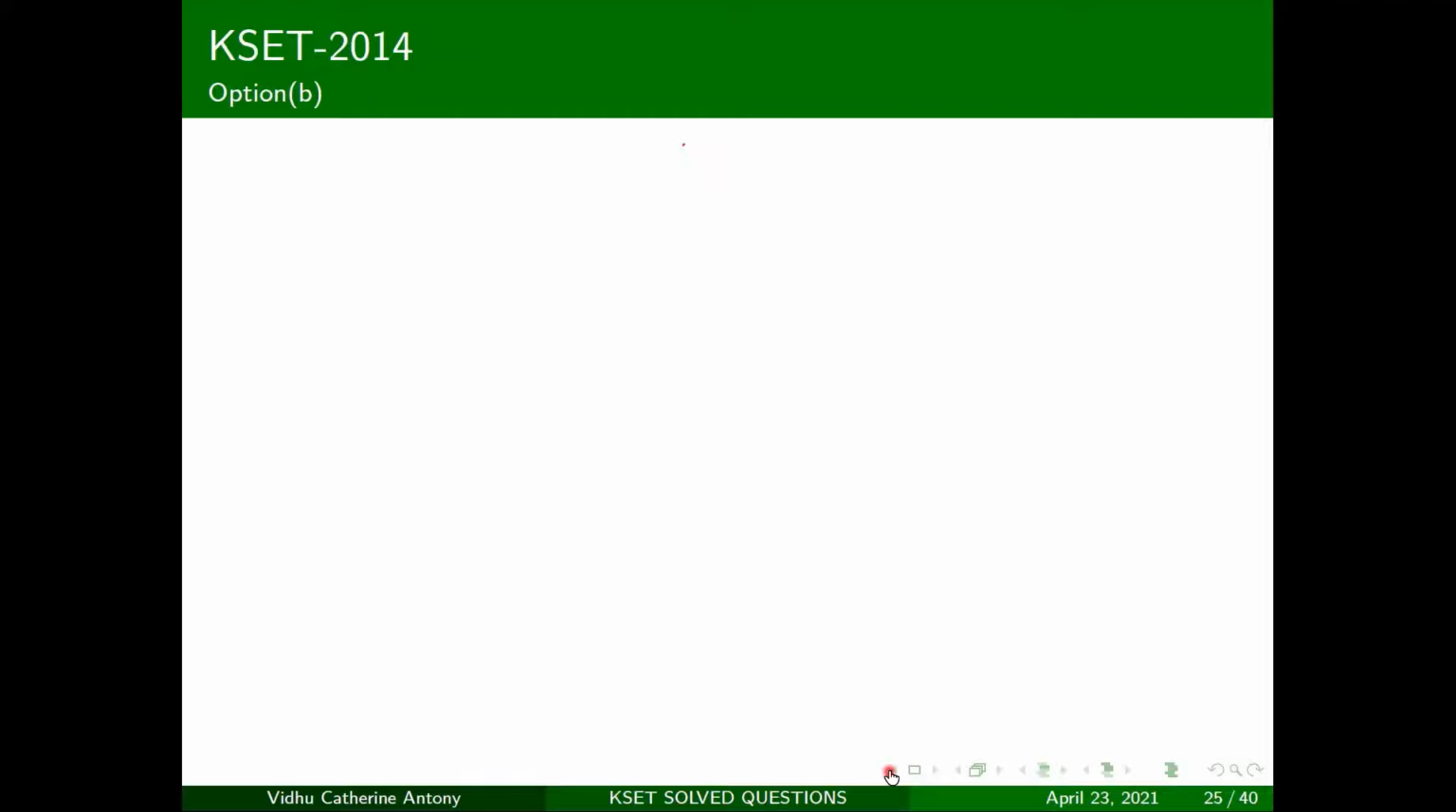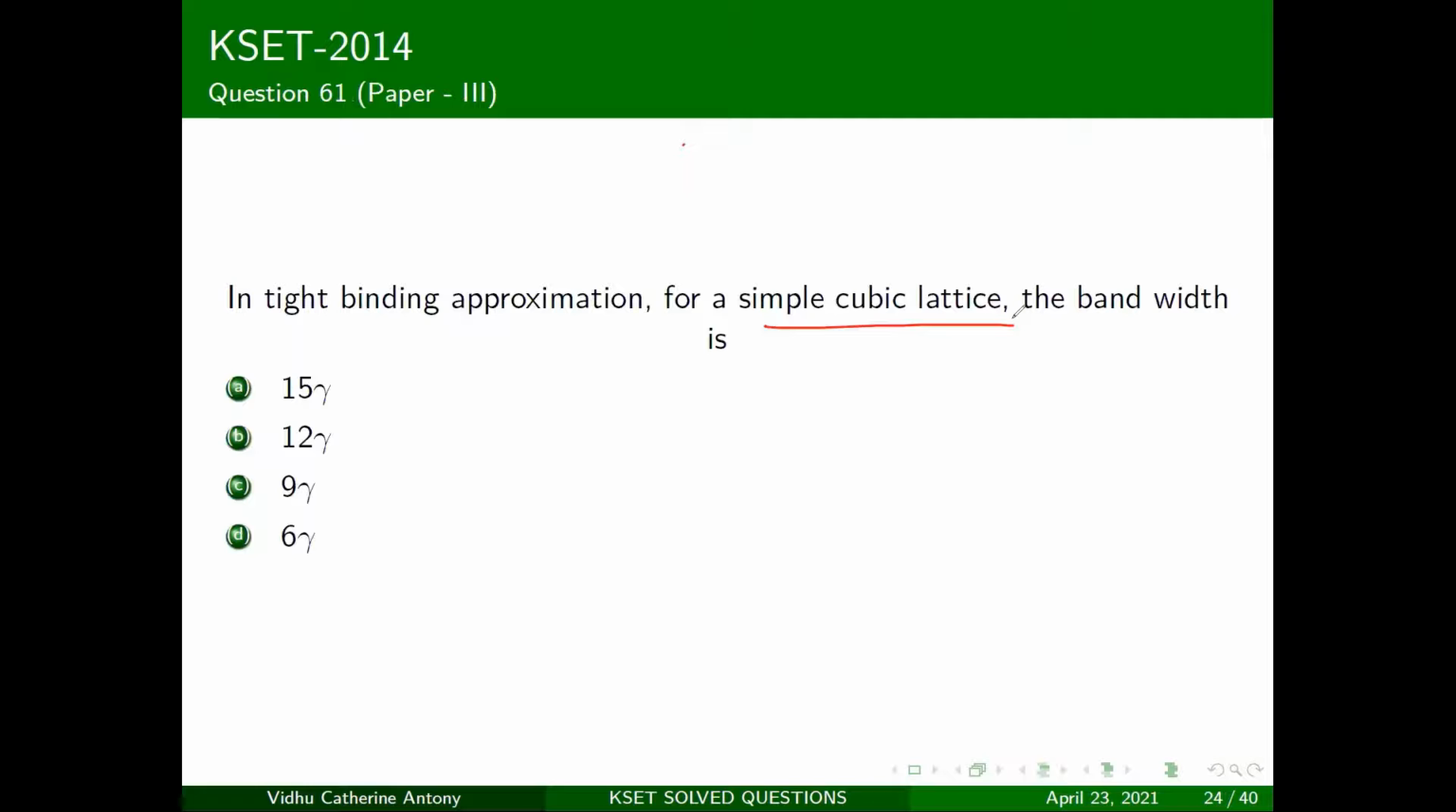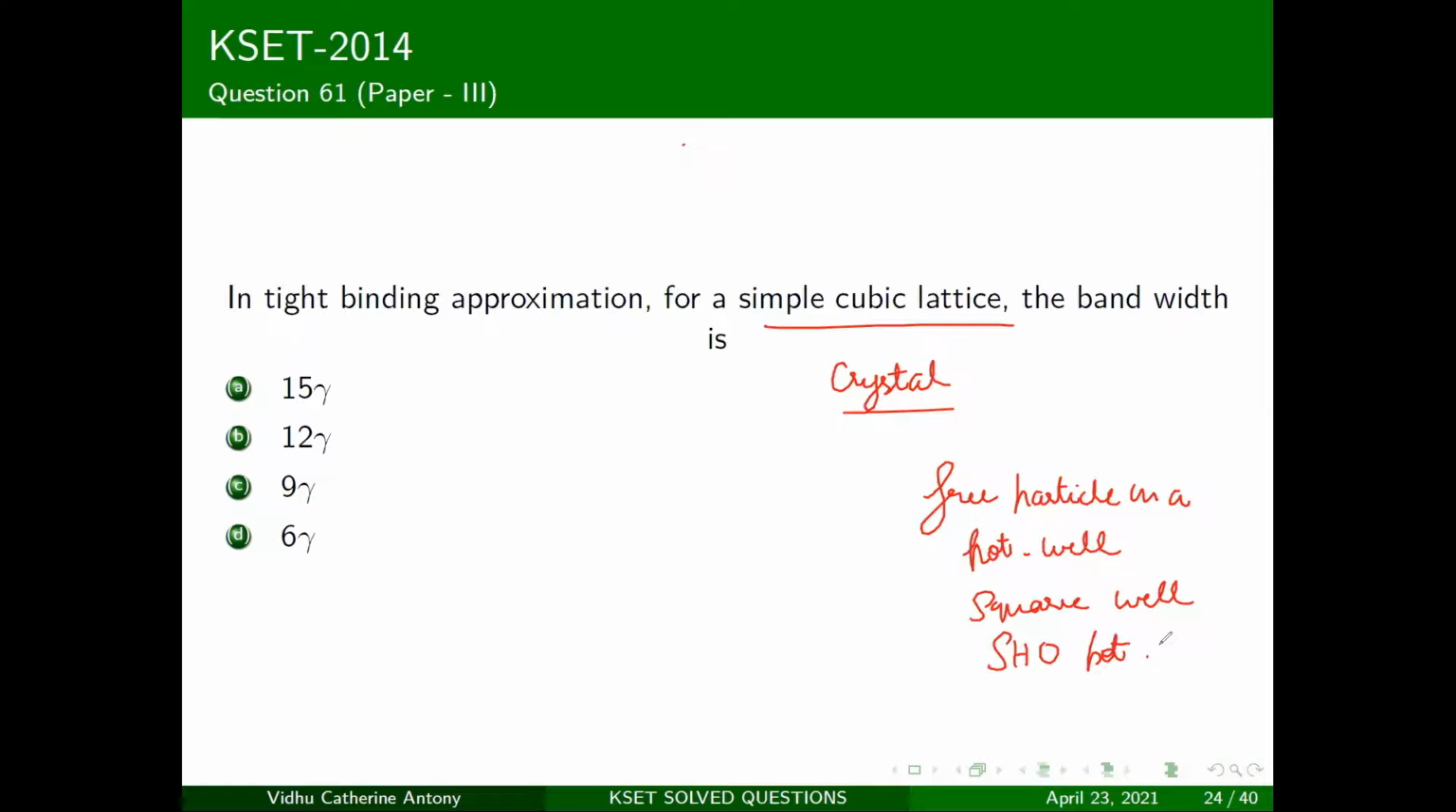Now, the thing that we're talking about here is a simple cubic lattice. We are talking about, let's say, a crystal, and we want to know how to understand the crystal. In your earlier quantum mechanics courses, what you usually did was find the Hamiltonian or the eigenfunctions for basic systems like a free particle in a potential well, an infinitely deep potential well, a square well, and let's say the simple harmonic oscillator potential. If you notice, all these are potentials. You're constraining something in a potential.